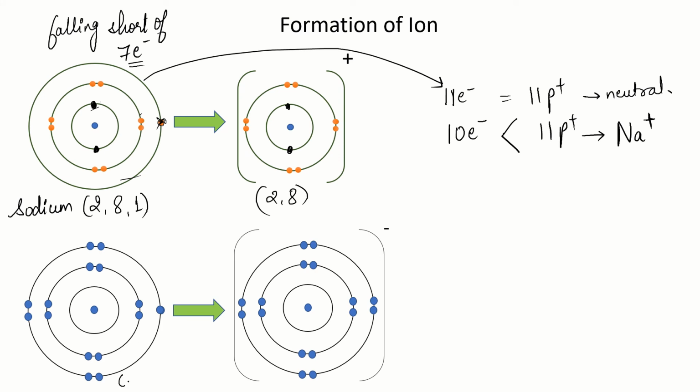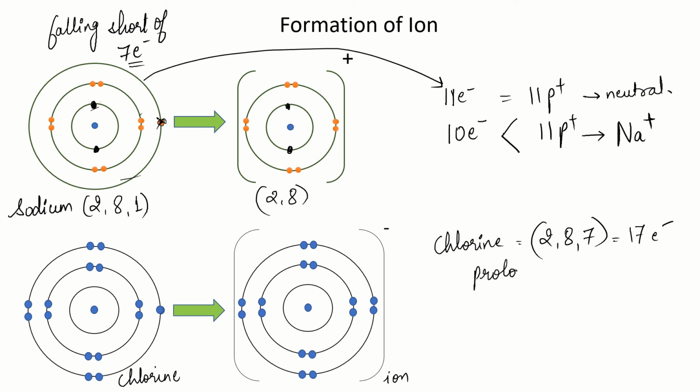Now let us look at chlorine. So this is chlorine and this is the ion. The electronic configuration of chlorine is 2, 8 and 7. So there are in all 17 electrons, and the number of protons is also 17, because we are not discussing heavy elements here, these are on the lighter side. So the number of protons is equal to the number of electrons. So again, in this case, this is going to be a neutral chlorine.